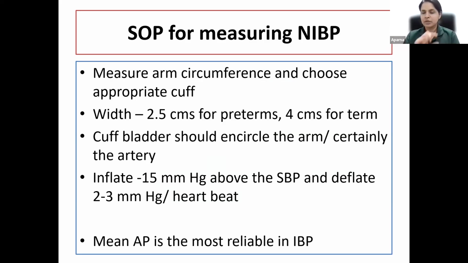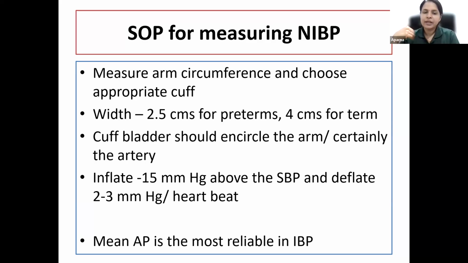So the width of the bladder, not just the cuff. Note that what we are talking about is the width of the bladder, which is the part within the cuff, must be generally 2.5 centimeters for a preterm and 4 centimeters for a term baby. The length of the cuff bladder, which is what goes around the arm, should encircle the arm, and certainly it should go around the artery that we are targeting.